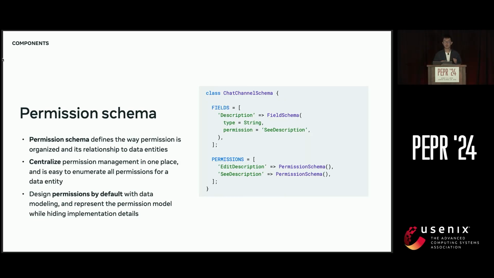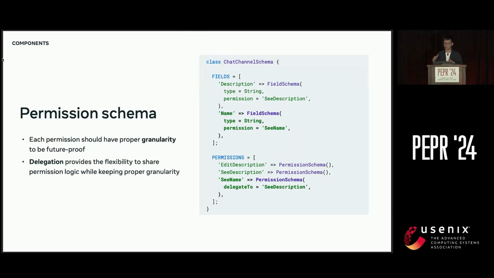Also, it helps people to think about permissions when they design the data model. When starting off a project to design this feature, it's not only about the data model, the fields, and the relationships between entities. It's also about the permissions, and the relationship between permission and entity is right in the schema. It helps people to model that without going into the implementation details of the permission.